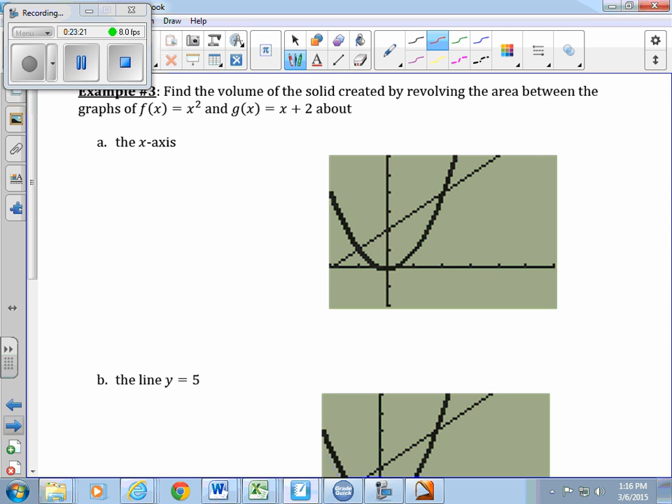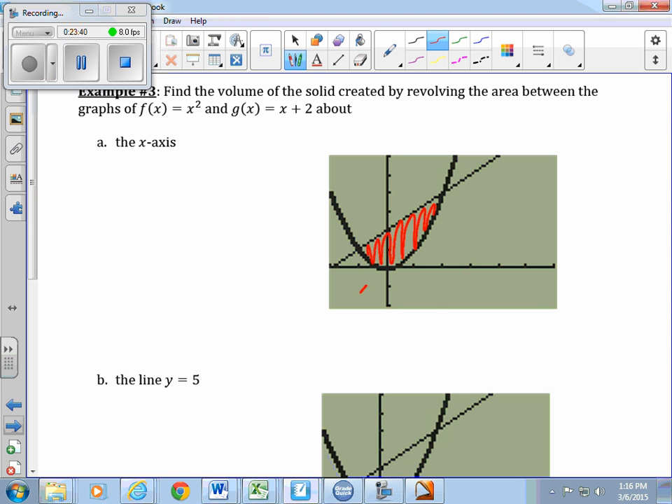we want to find the volume of the solid created when we revolve the area between these two graphs, which would be this area here, around, first of all, the x-axis. We're actually going to revolve it around a bunch of things, but we're going to start with the x-axis.